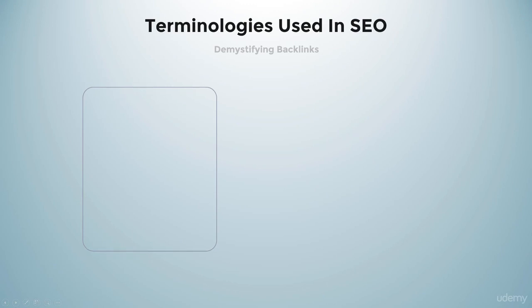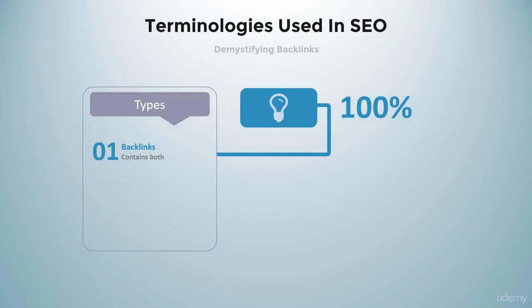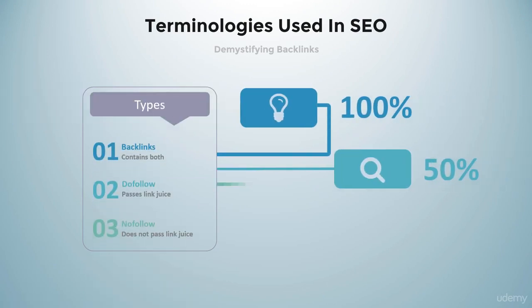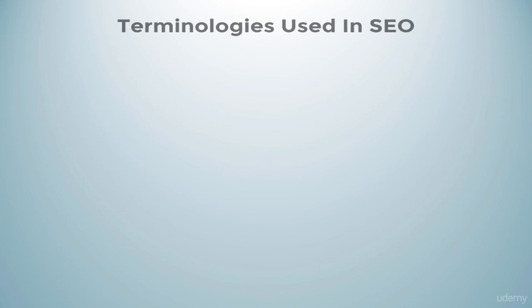In this lecture, you are going to learn the basic terminologies used in SEO. Generally, from an SEO point of view, backlinks are of two types: nofollow and dofollow links. Before explaining what a nofollow or dofollow link is, you need to know the technical difference between them.